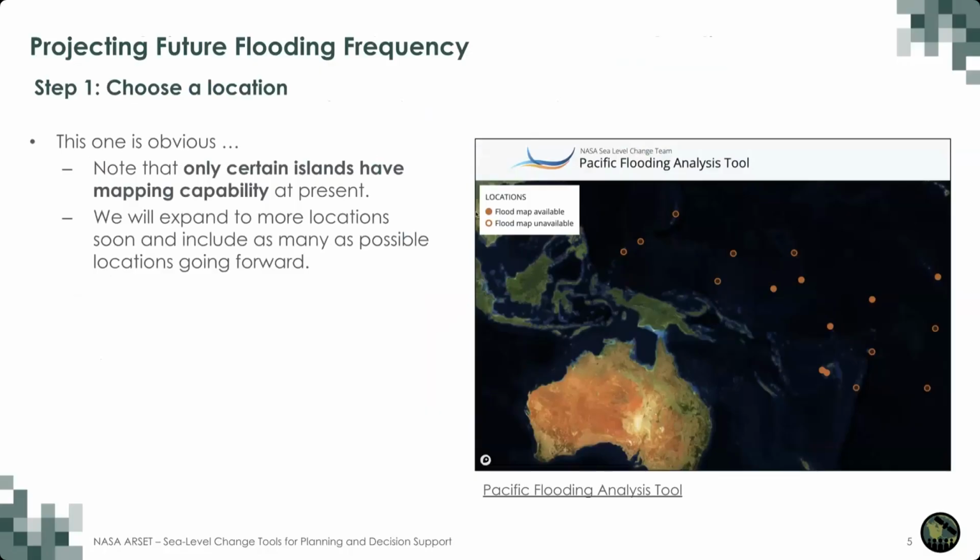Okay, so when you land on the tool, you'll see a map. And then you'll see some dots. These represent the locations of islands where we have done the analysis.